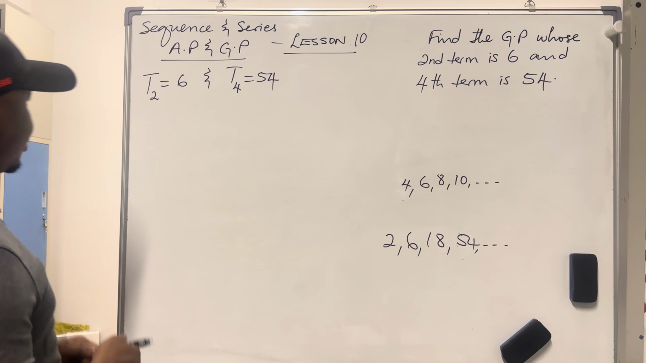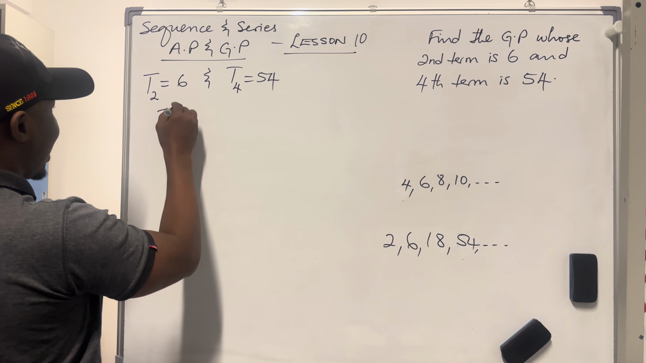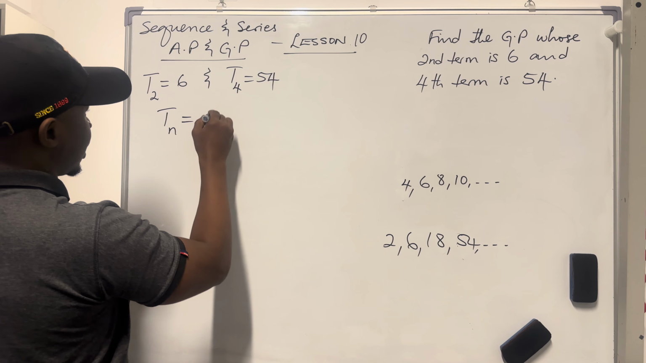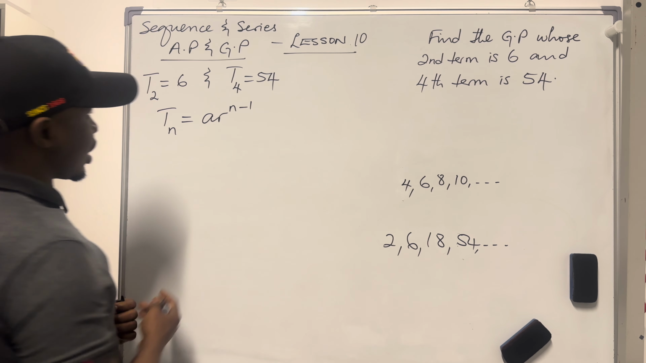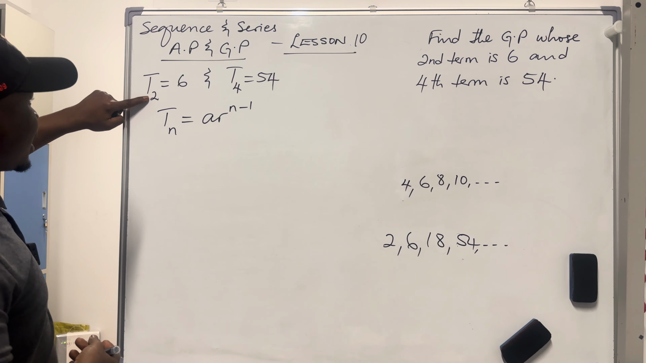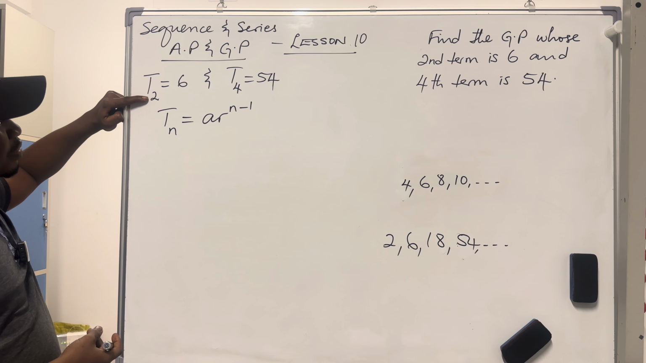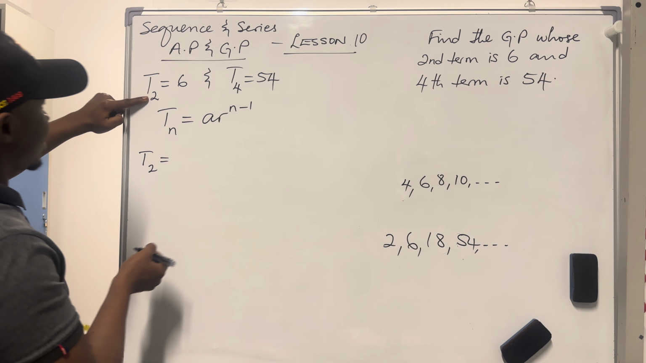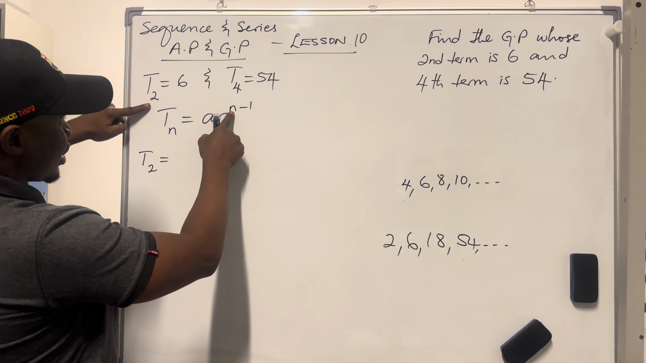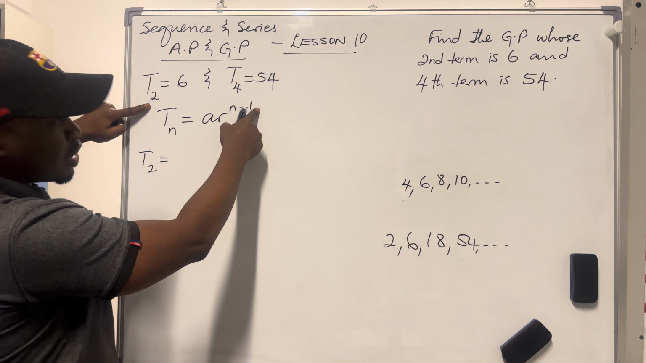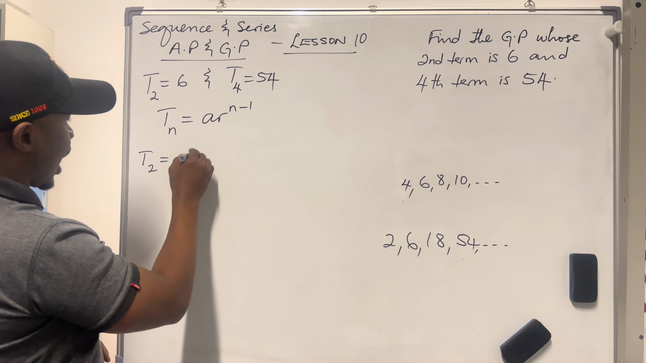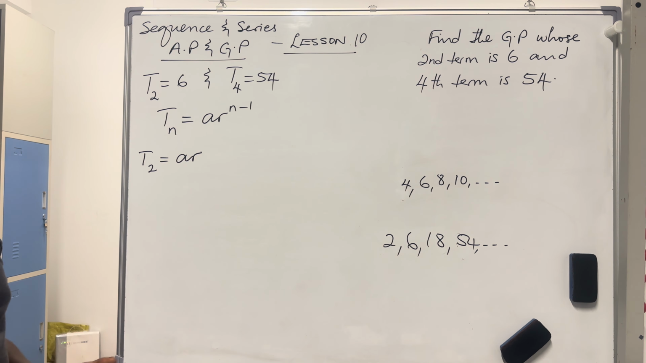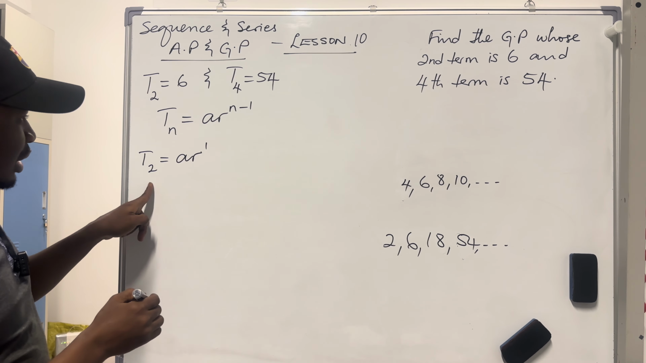But generally, for a GP, the nth term is AR to the n minus 1. If we need the second term, 2 is going to replace n. 2 minus 1 is 1. So AR to the power 1. This is the second term.